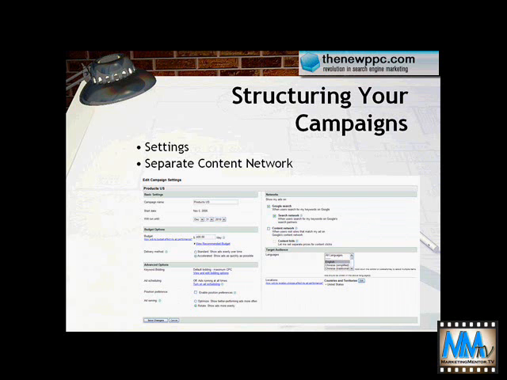Also, a big important thing is separating your content network. You don't want to put those together because you're not going to know whether your content network is making you money or not. So you want to separate it out and track it separately. So you want to check Google search and search network, but leave content network and content bids unchecked in the search settings.